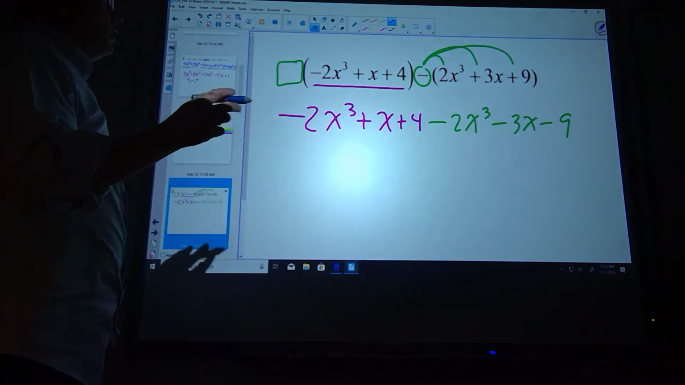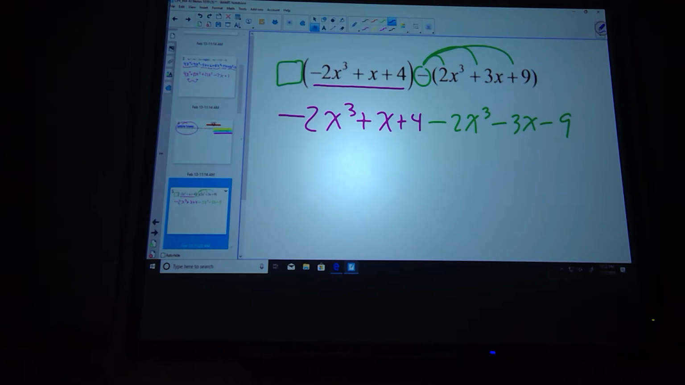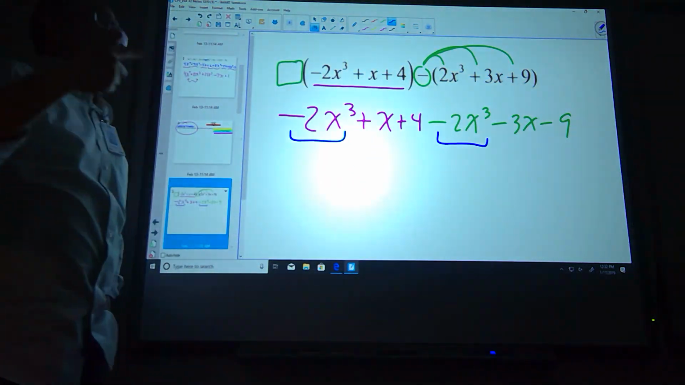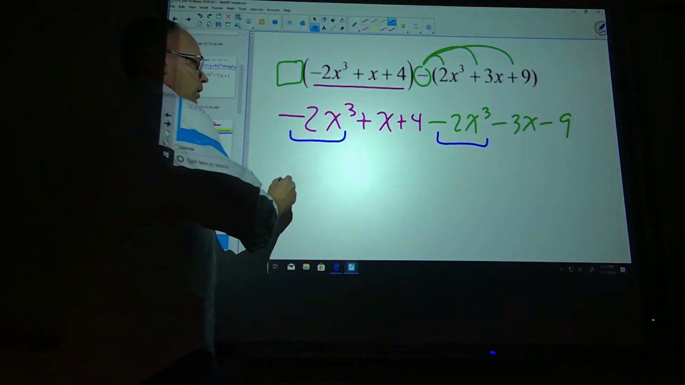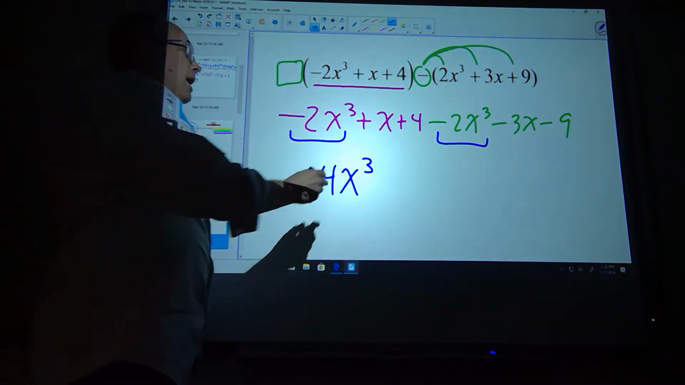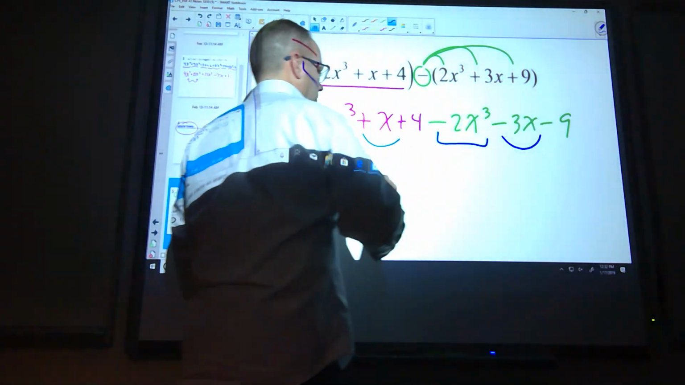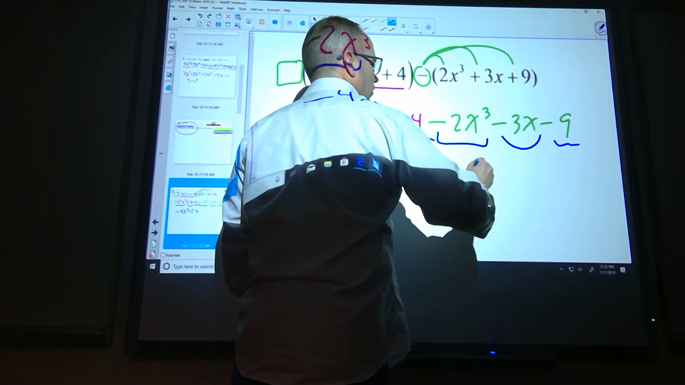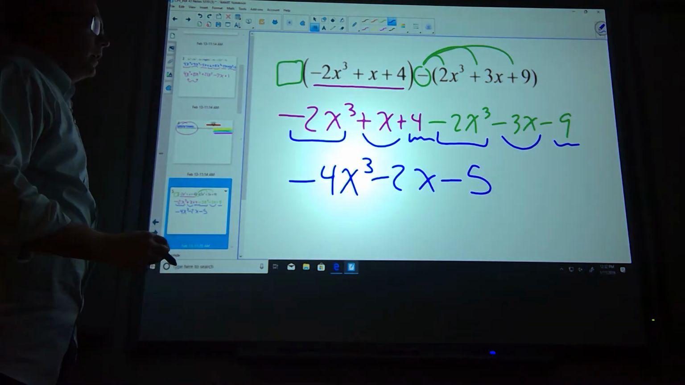All right, so what's my highest exponent there? Probably the third, 2x. So I have this and I have this. If I combine negative 2 and negative 2, I get negative 4x to the third. And then I have my x's. That gives me negative 2x. And then I have those, which gives me negative 5.